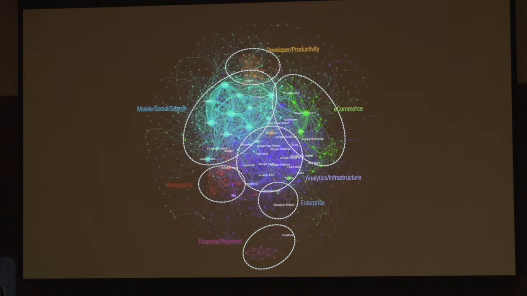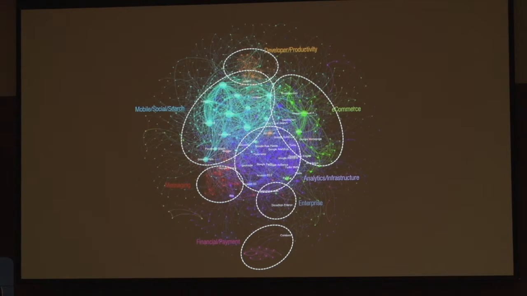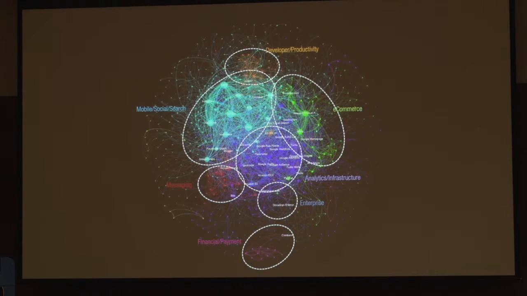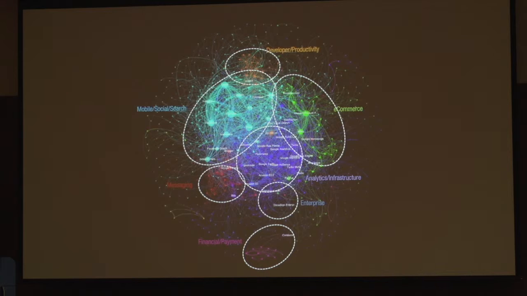So in developer and productivity, GitHub is an open API that's made available. We're looking at financial payments. Coinbase is one of the companies. At the center, really, we see mobile, social, search, maybe even reference, sometimes even mapping. But it's interesting to see how the different clusters really bring together.